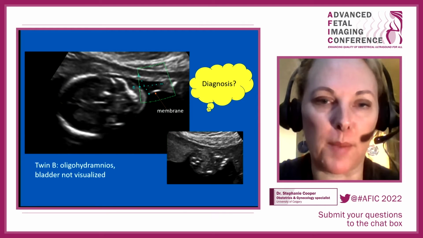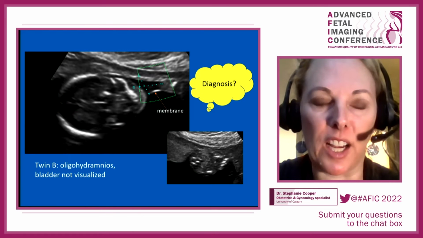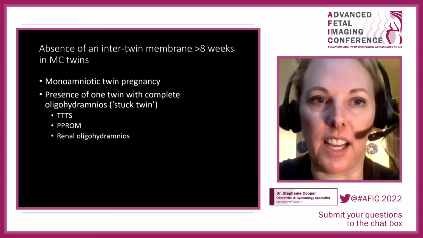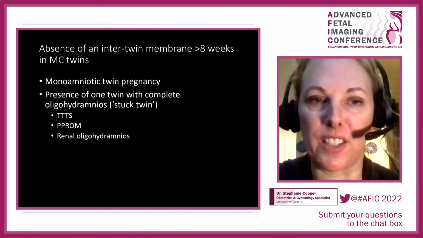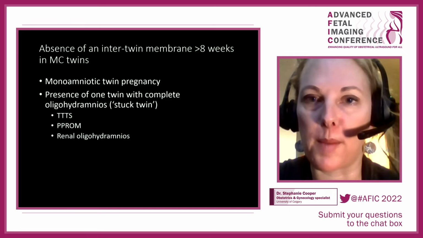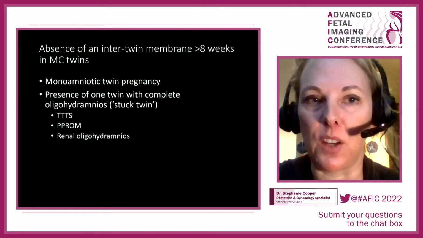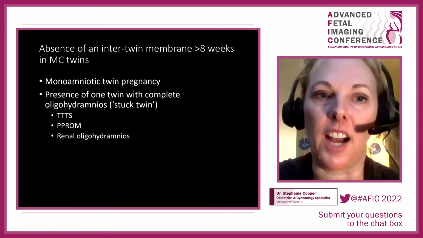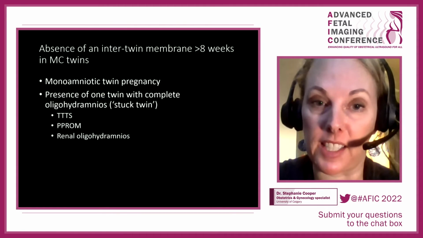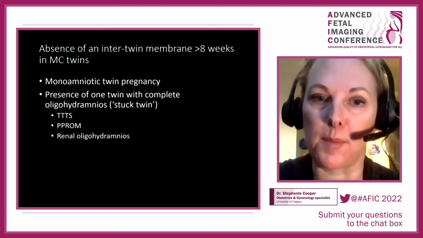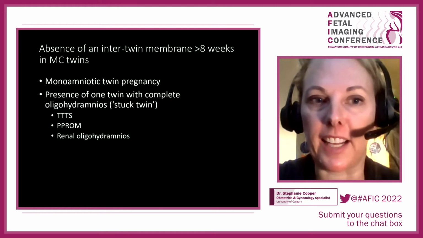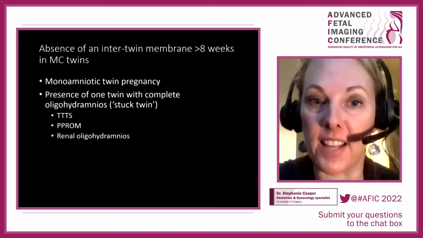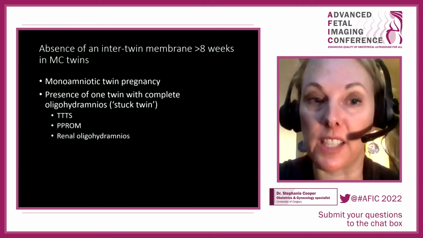And again, I'm not going to be looking at the chat box, but I'm going to give you a couple of seconds. Before we get to the answer, which will potentially be one of these, the absence of an intertwin membrane. You know, they say greater than 8, but I'm going to change that to greater than 10. It could be a monoamniotic twin pregnancy, but more commonly, it's more likely that you have one baby that has oligohydramnios, or the stuck twin.